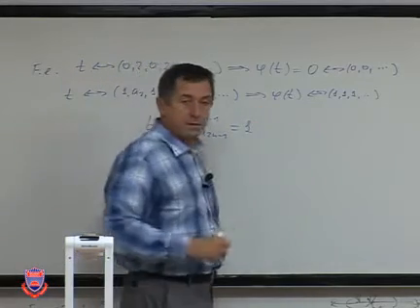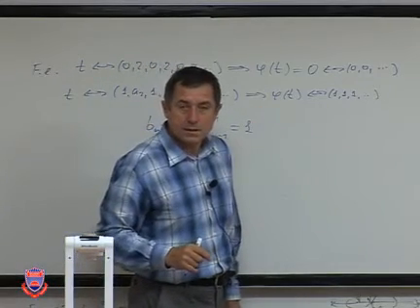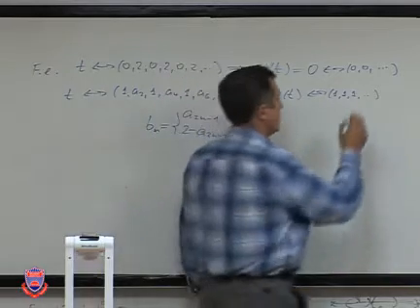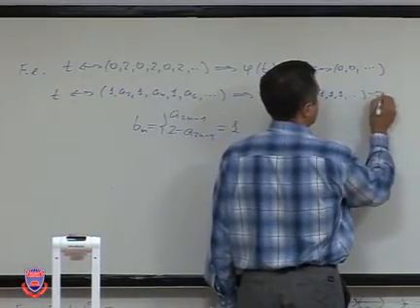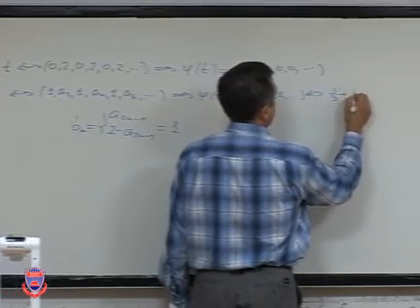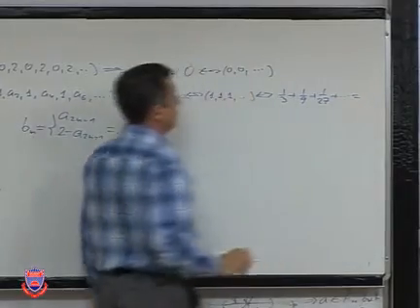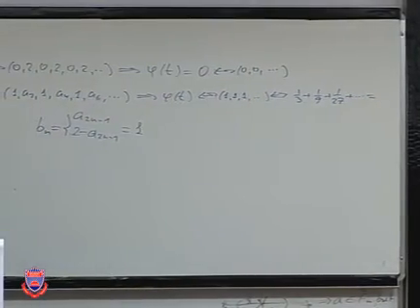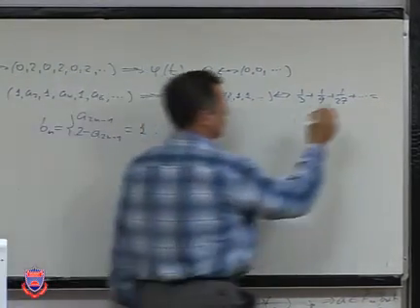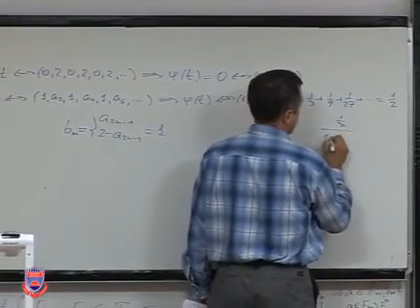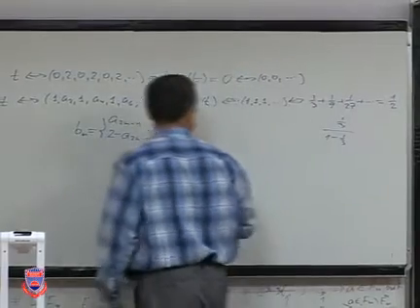What is this, by the way? 1 over 3 plus 1 over 9, etc. Your suggestions? This is 1 over 3 plus 1 over 9, plus 1 over 27. How are you in calculation of sum of geometric progression? This is 1 over 2. Okay. This is 1 over 2 because it is 1 over 3 and here 1 minus 1 over 3. Multiply by 3, then you will see.